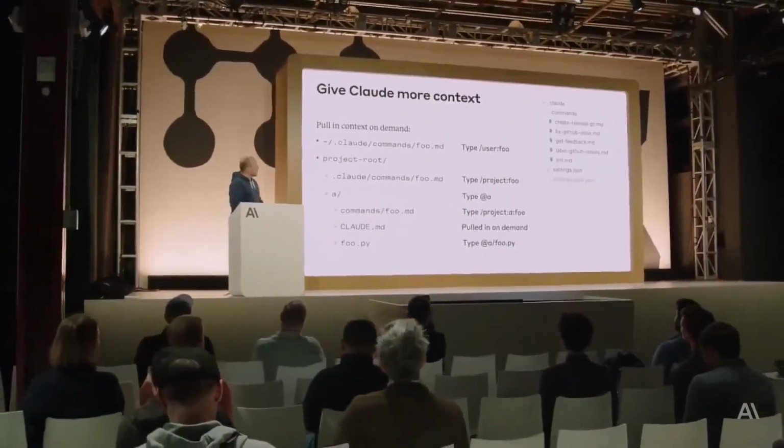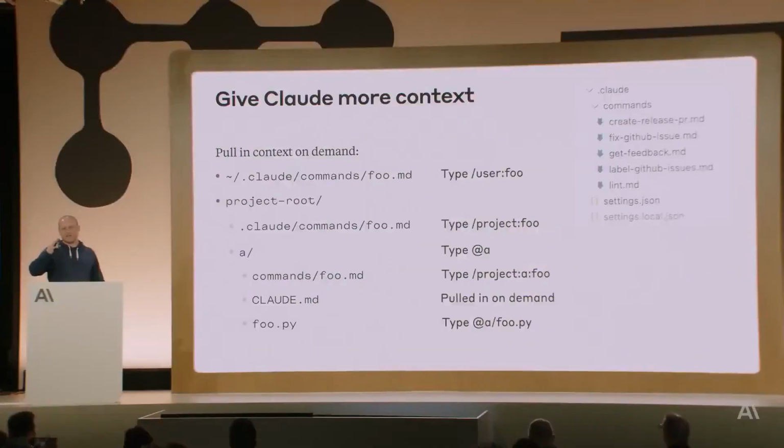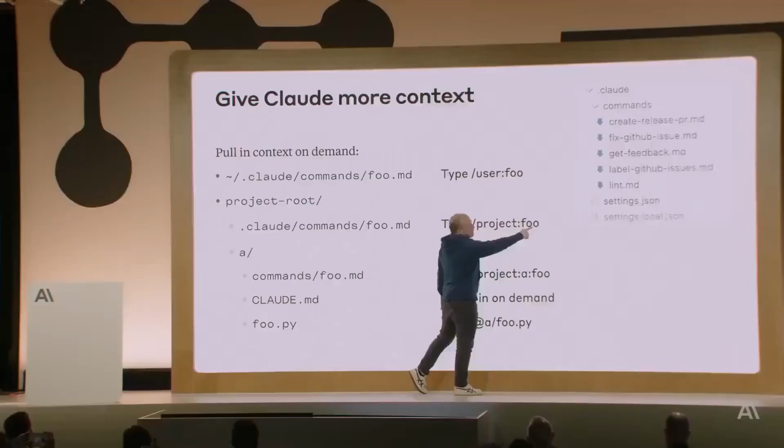There's a ton of ways to pull in context. I actually had a lot of trouble putting this slide together just to communicate the breadth of ways you can do this. But CLAUDE.md is pulled in automatically. You can also use slash commands. So this is .claude/commands, and this can be in your home directory, or it can be checked into your project. And this is for slash commands. And over here, we have a few examples of the slash commands that we have in Claude Code itself.